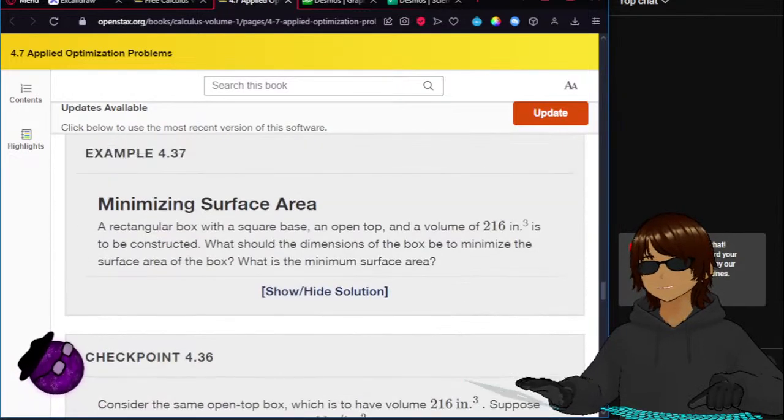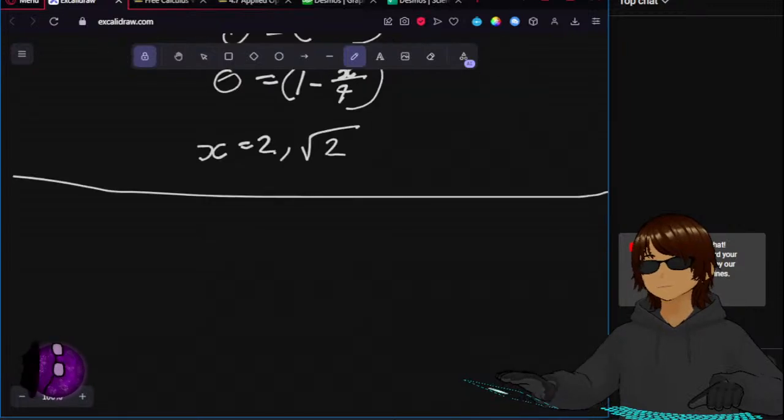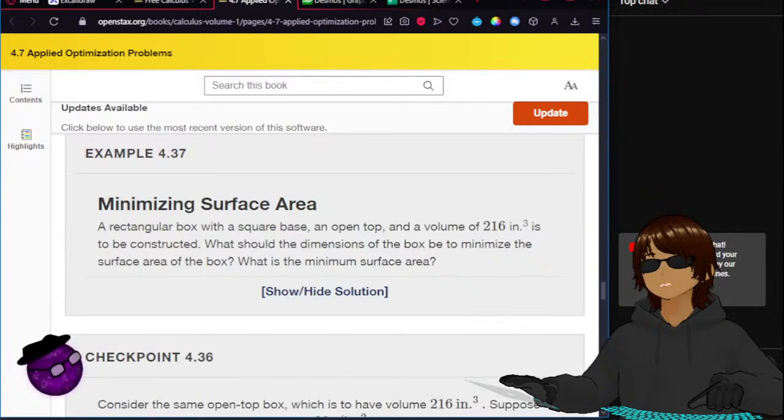Okay, minimizing surface area. Let's do this. A rectangular box with a square base, an open top, and a volume of 216 inches cubed is to be constructed. What should the dimensions of the box be to minimize the surface area of the box? What is the minimum surface area?